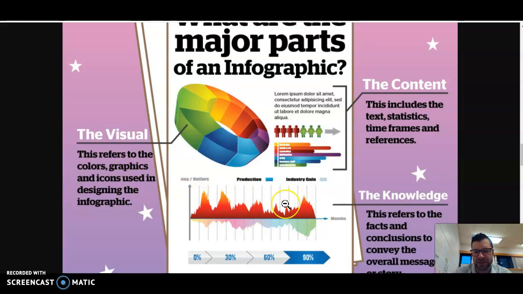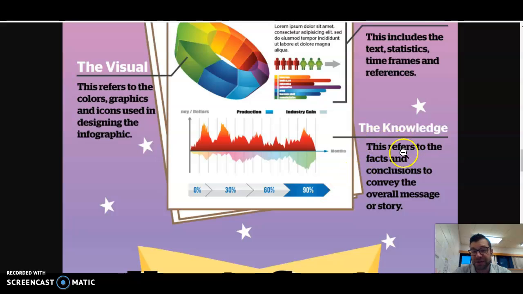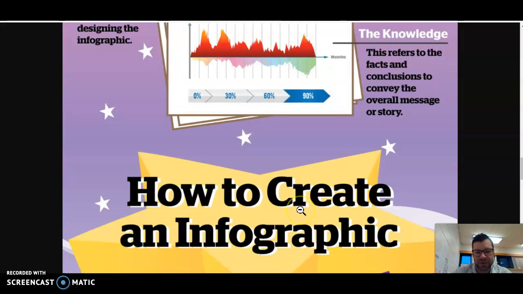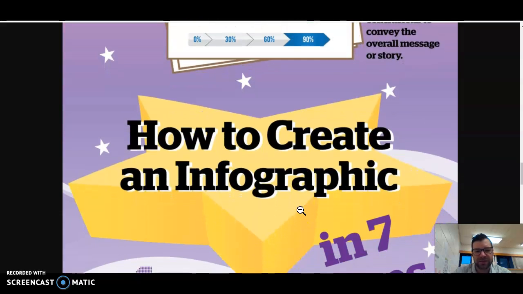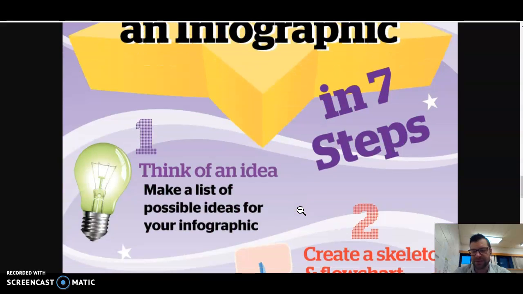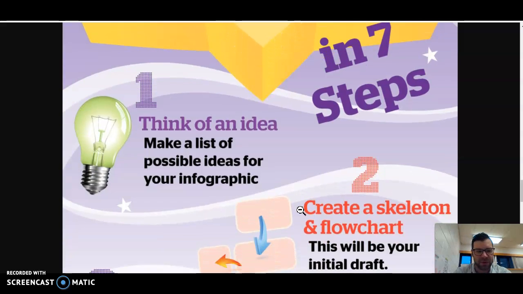The visual just refers to the colors, the graphics, and icons used in designing the infographic. There's another one down here. The knowledge. This refers to the facts and conclusions to convey the overall message or story. How to create an infographic in 7 steps. So in order to truly understand an infographic, we're going to look at what goes into making an infographic.